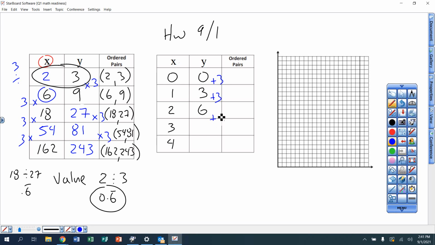This is not a timesing one. There's no number I could times by both and keep these ratios equal. This is different. Only adding down the y column. So take that 3, keep adding. 6 plus 3 gives me 9. 9 plus 3 gives me 12. All of those are coordinate pairs to plot on a graph where the first number is x and the second number is y.